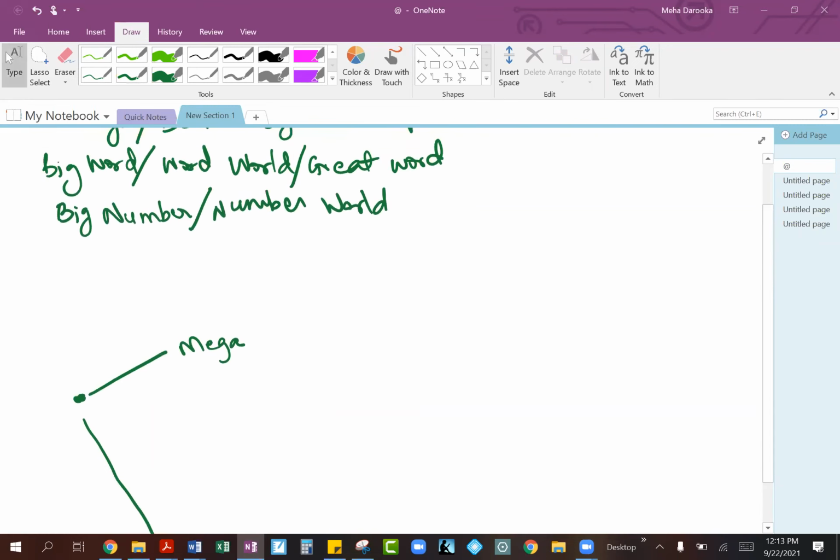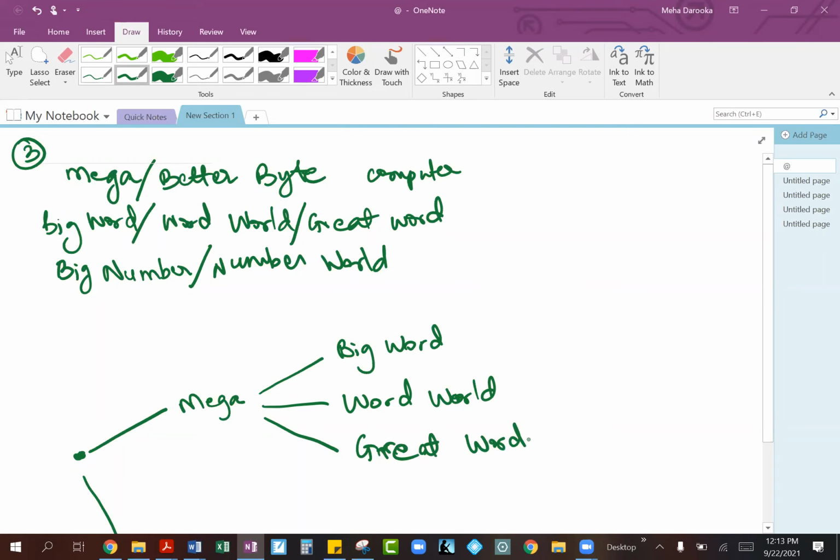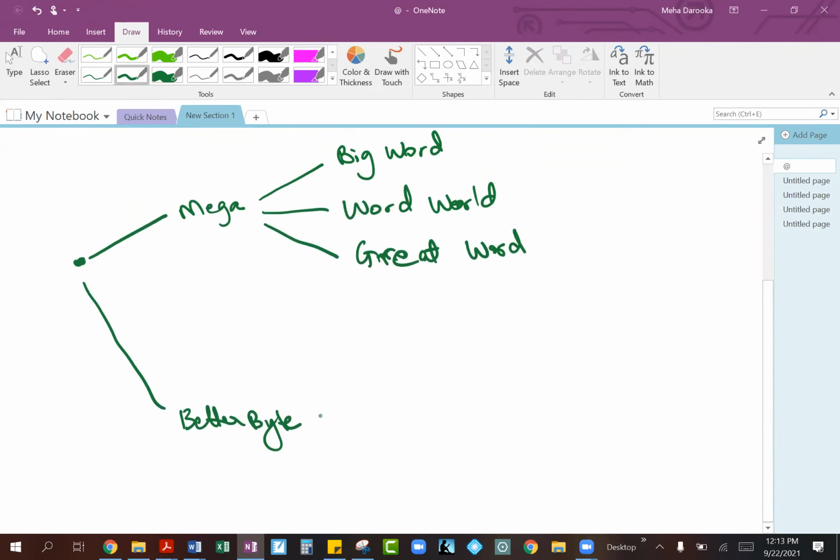Okay, so if you went with Mega, then you have options of choosing 3 different word processing software. So you've got your Big Word, Word World, and you've got the Great Word. So those are the 3 word processing softwares. So those would be the same 3 options you would have to do with the Better Byte computer. So same thing, Big Word, Word World, Great Word.